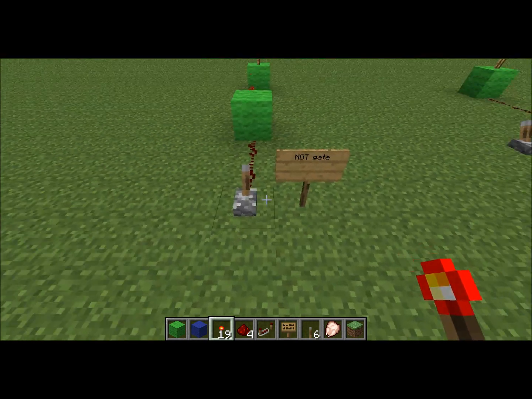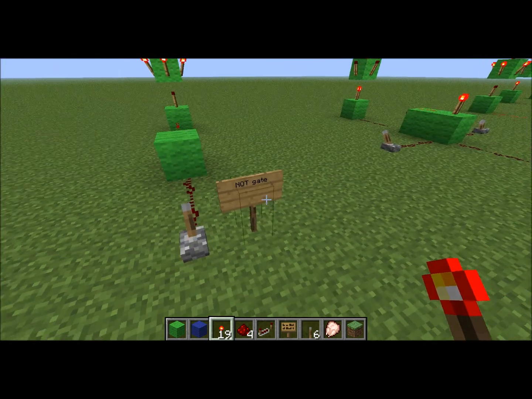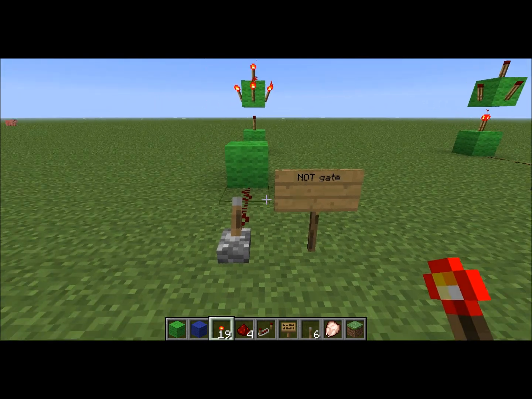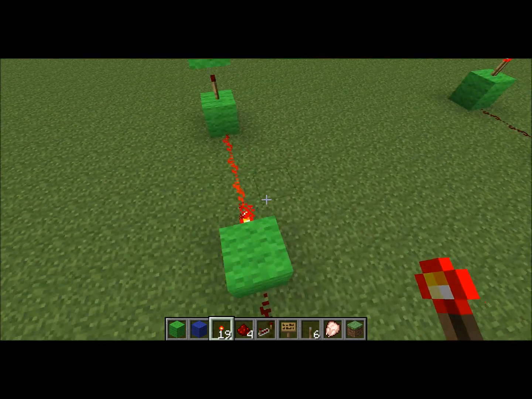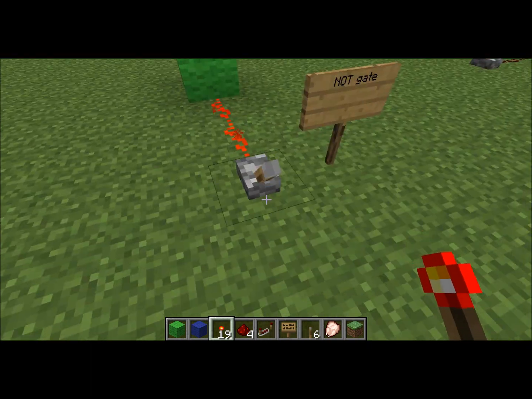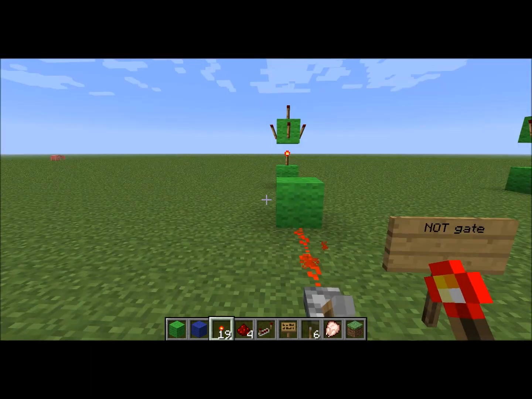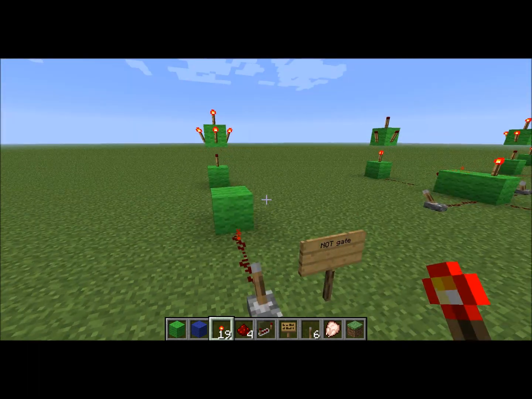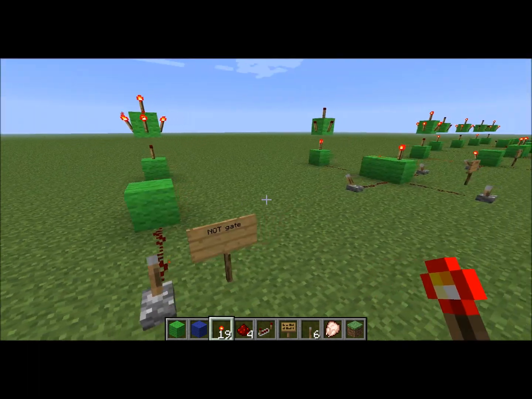Every gate manipulates binary inputs. The simplest one is a NOT gate. All this does is it takes a 0 and turns it into a 1, or it takes a 1 and turns it into a 0. I'll show you how to build all of these at the end. So it just inverts the signal.